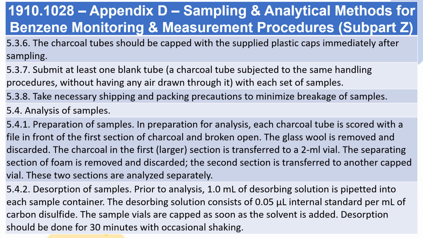5.4.2. Desorption of samples. Prior to analysis, 1 ml of desorbing solution is pipetted into each sample container. The desorbing solution consists of 0.05 µL internal standard per ml of carbon disulfide. The sample vials are capped as soon as the solvent is added. Desorption should be done for 30 minutes with occasional shaking.